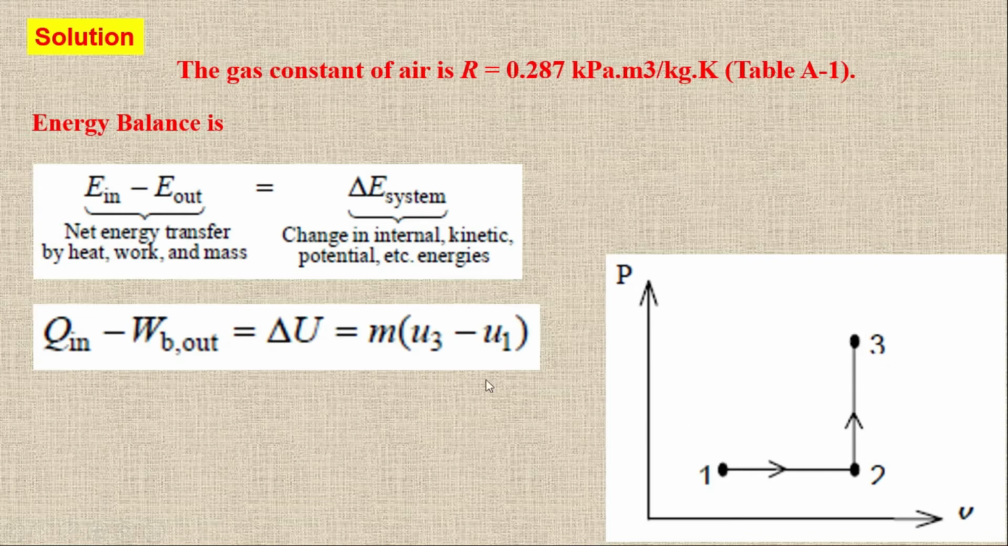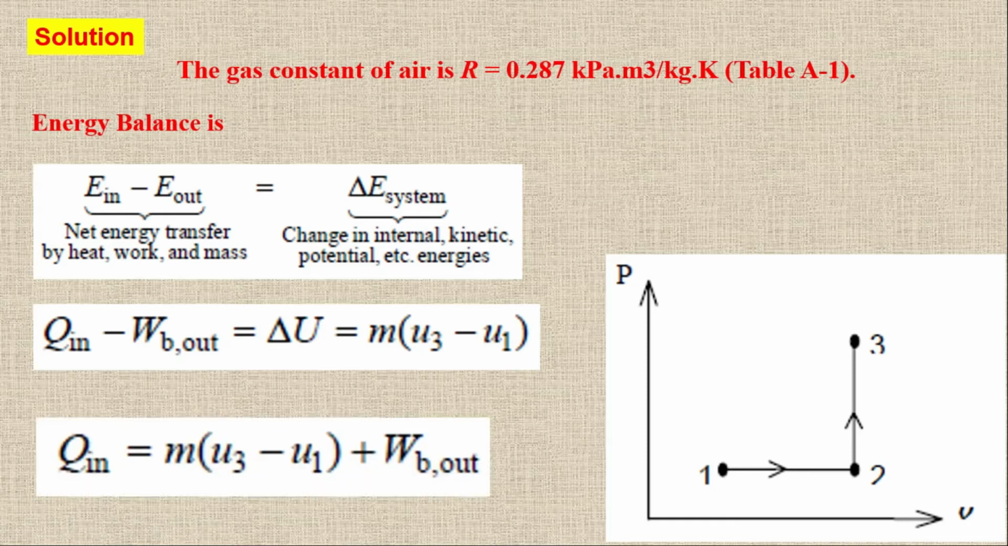So we have an equation like this: Q in minus boundary work equals delta U, which equals m(U3 minus U1). If we know U1 and U3, then we can easily find the boundary work and the Q in. I can rewrite the equation like this because we have to find Q. First of all I'm going to find the volumes, because if we know the volume then we can easily find the boundary work.